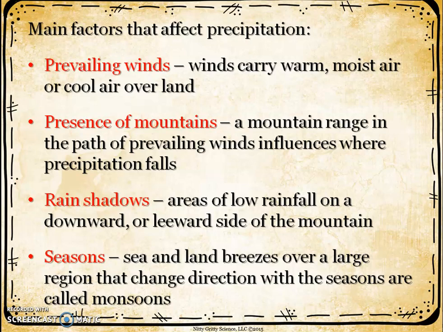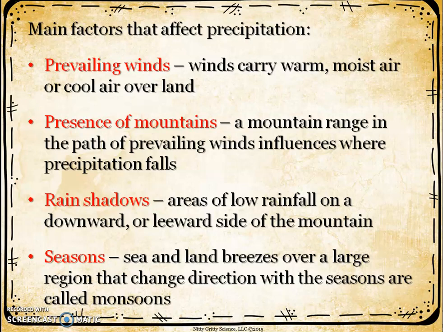Presence of mountains. Mountains push air up. They force any moisture that is in the air to condense, and you'll get rainfall on one side of the mountain. And on the other side of the mountain, you have what's called a rain shadow. That is the downwind or leeward side of the mountain. Very low rainfall because the rain has fallen on the side of the mountain where the air has been pushed up and the moisture has been condensed out.